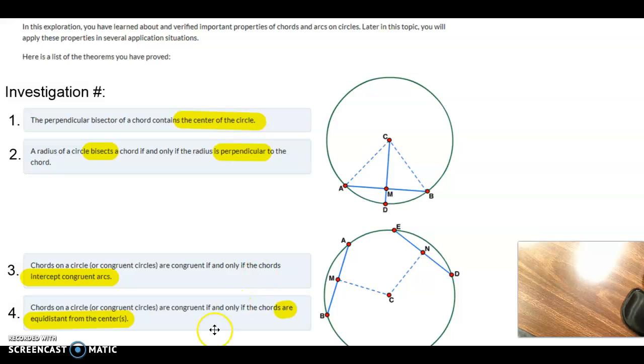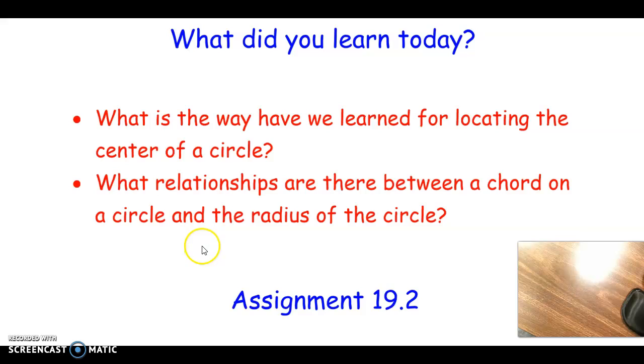And then the last investigation says that chords on a circle or congruent circles would be congruent if and only if they are the same distance from the center. So if they're equidistant from the center, they're congruent chords, and if they're congruent chords, they are equidistant from the center. So that wraps up our lesson for today.